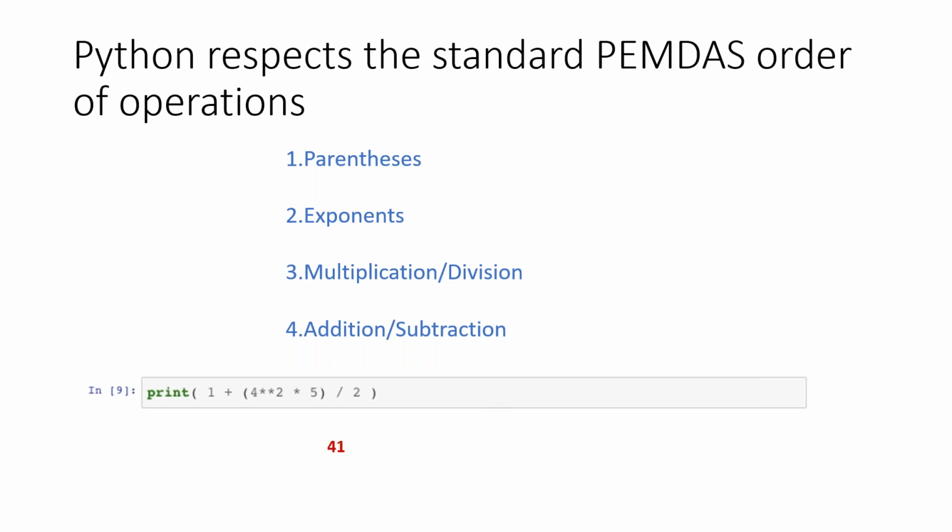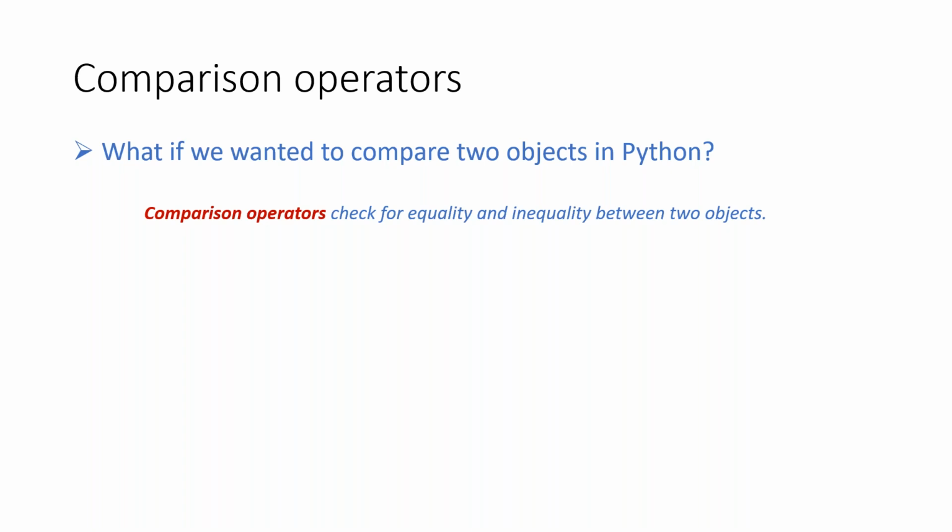So it is again not rocket science. I just wanted your involvement in this, but keep that in mind. Like any other programming language, Python respects the standard PEMDAS order of operations: parenthesis, exponents, multiplication, division, addition and subtraction. That is PEMDAS.